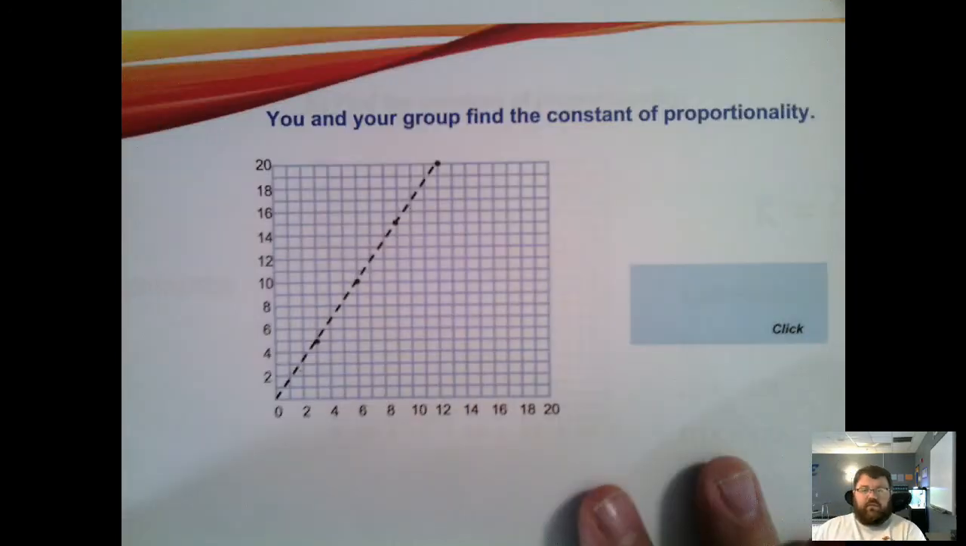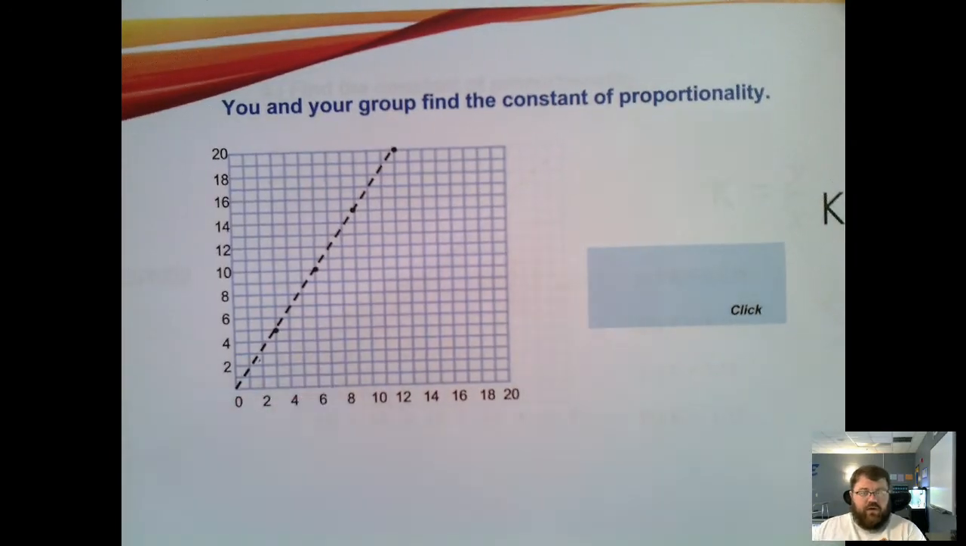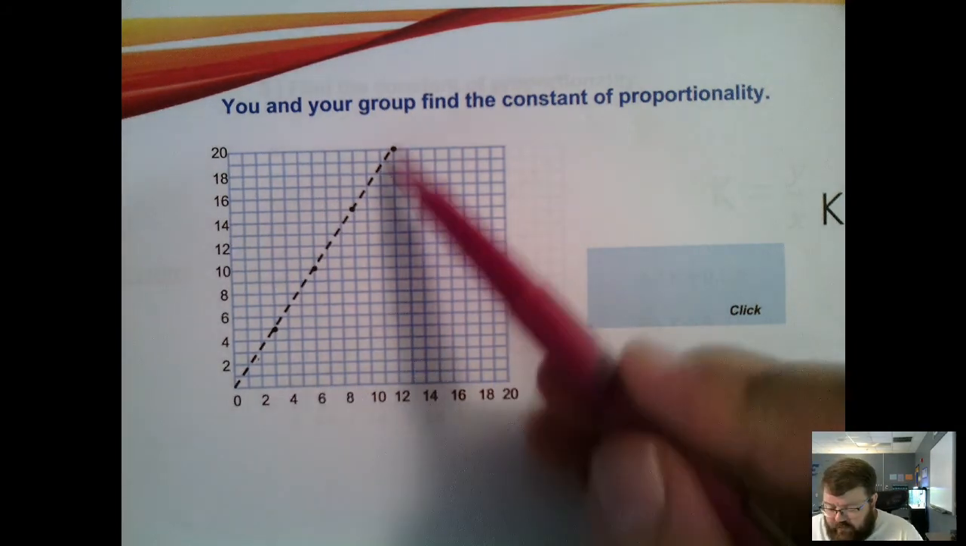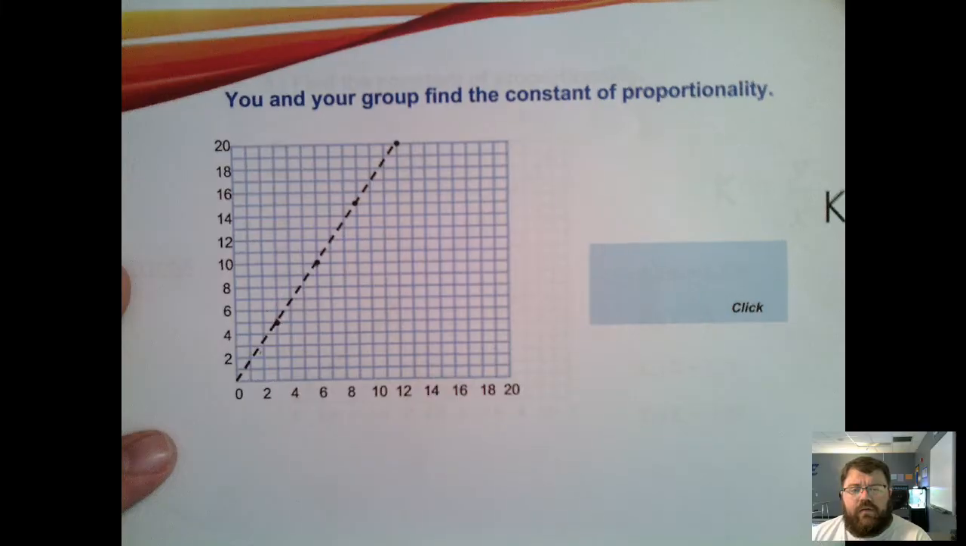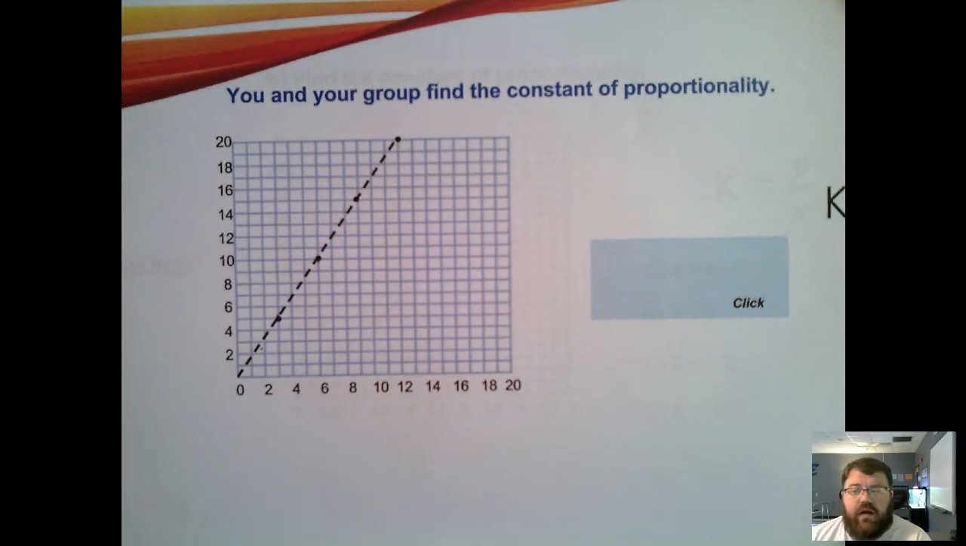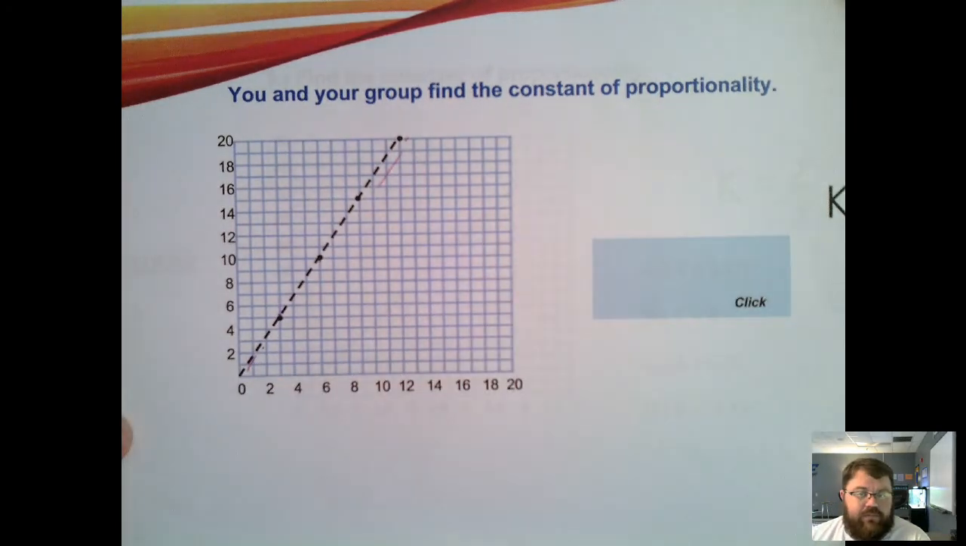Now, what I would like for you to do, look at this graph. You should be able to tell me whether it is or isn't proportional just by looking at it. It's a straight line. It goes through the origin. Therefore, it shows proportionality. Now, to determine the constant of proportionality, we have to find a point on this line.